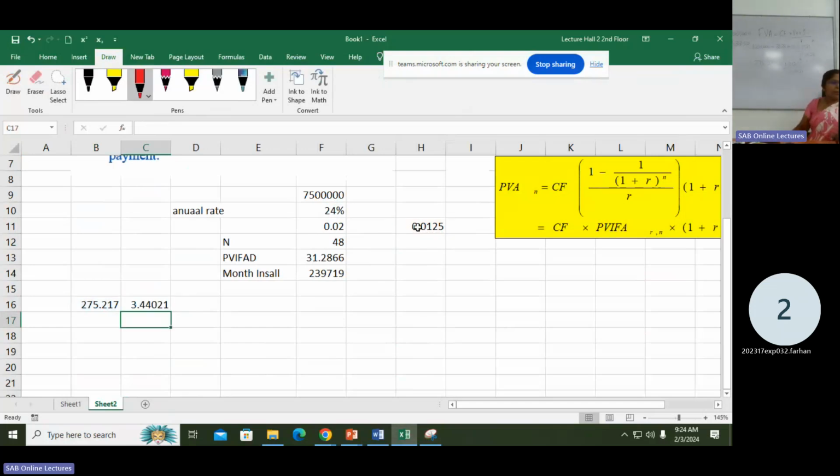Then you get 3.44021, right? 3.44021 is equal to 1.0125^n minus 1. So this minus 1 you can take to the other side, so then the minus will be positive. Then positive 1 means this will become 4.44021.